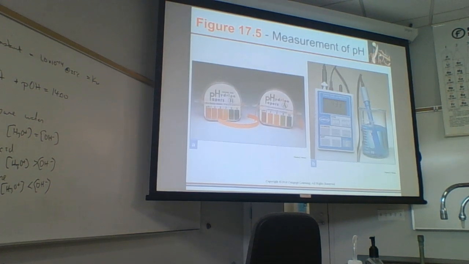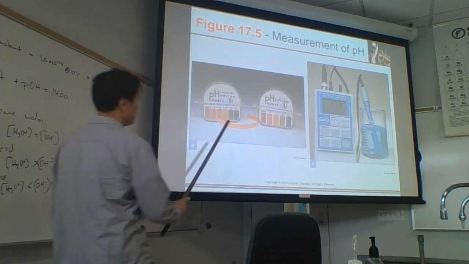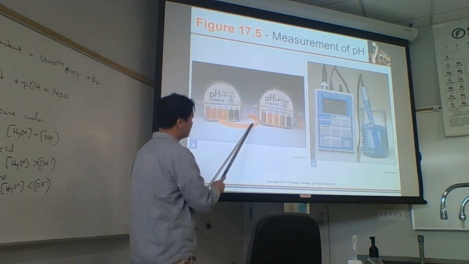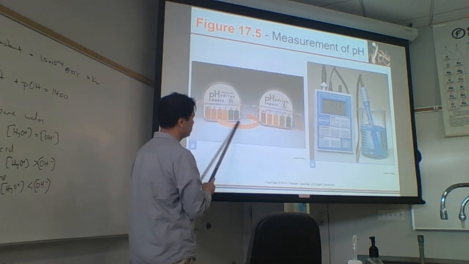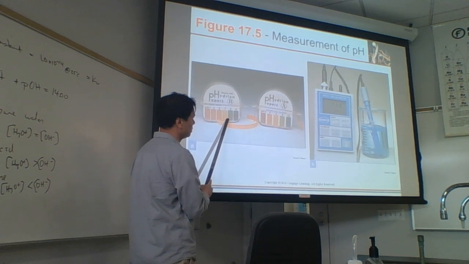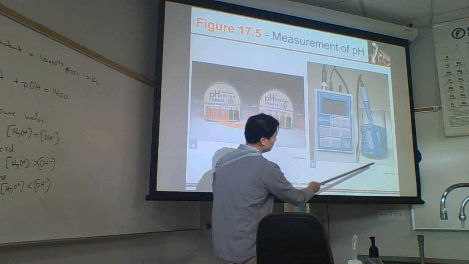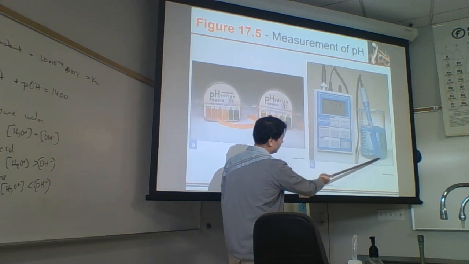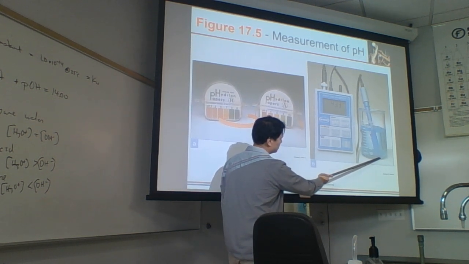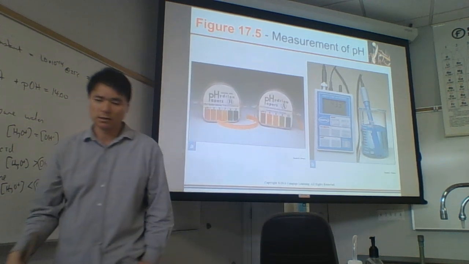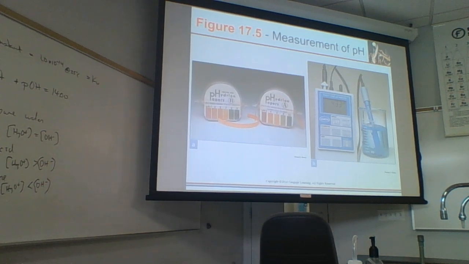How do we measure pH? We measure pH with pH paper. This is pH indicator paper. It has different dyes incorporated in the paper that change color depending on pH. Or we use a pH meter like this. A pH meter has a little sensitive electrode here. And this is sensitive to the hydrogen ion concentration or hydronium ion concentration. This is a pH meter.